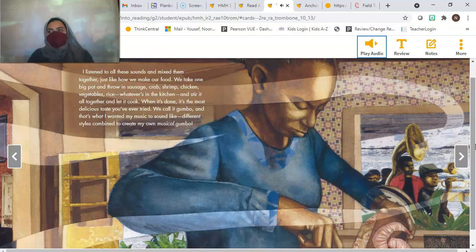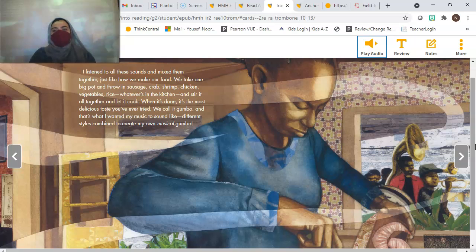Remember yesterday we talked about that? We talked about how in Louisiana, in their culture, they eat gumbo. And it's like when they mix whatever is in the fridge together. Most of the time it has okra in it or shrimp. It's really good. It's like a soup or a stew. So, what does the author mean when he says that he wants his music to sound like a musical gumbo? What does that mean? Like, what does he want his music to sound like? Like shrimp? Good, good.